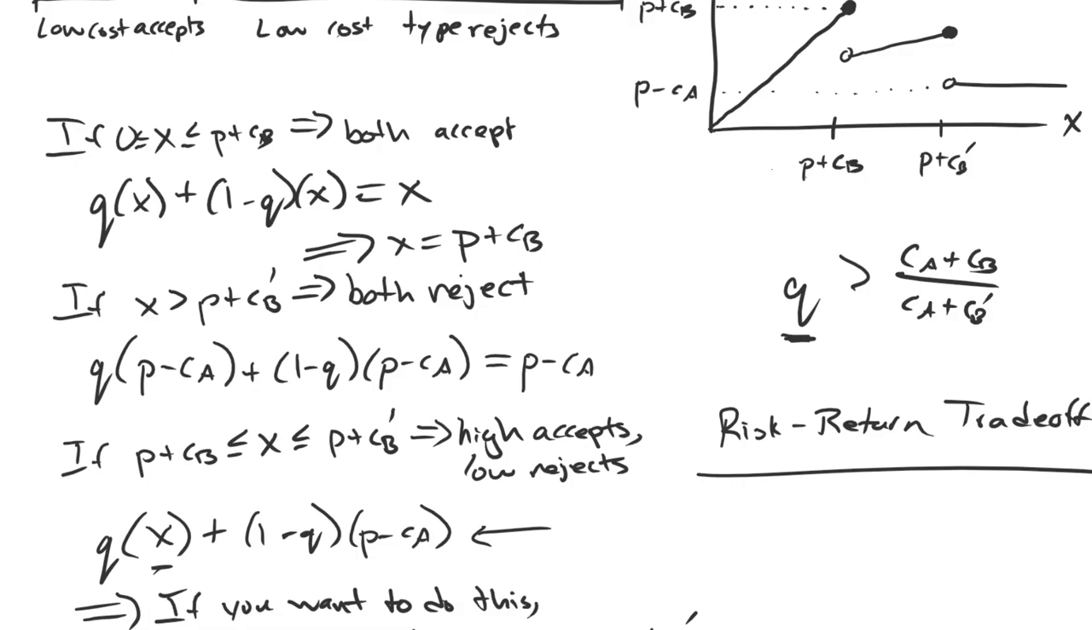That wraps up this lecture. And in the next one, we're going to be looking at some comparative statics on this model and see when A becomes more or less inclined to make the risky demand.